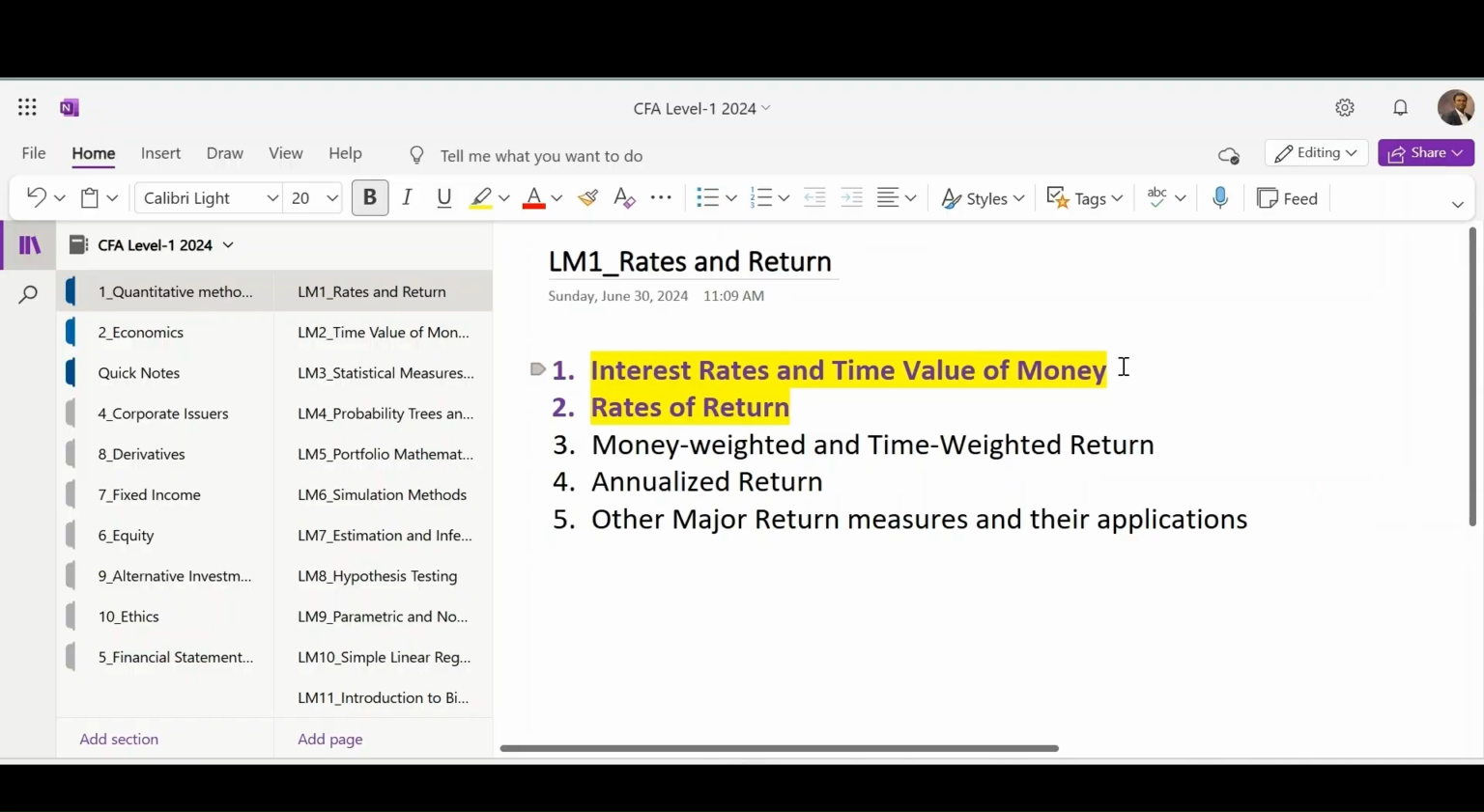So far in our series, we have covered two key LOS. In the first LOS, that is interest rates and time value of money, we have decoded interest rate and their determinants. In the second LOS, that is rates of return, we explored various return measures such as holding period return, arithmetic return, geometric return, and provided a detailed comparison.